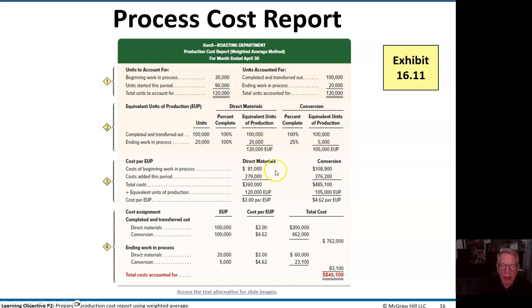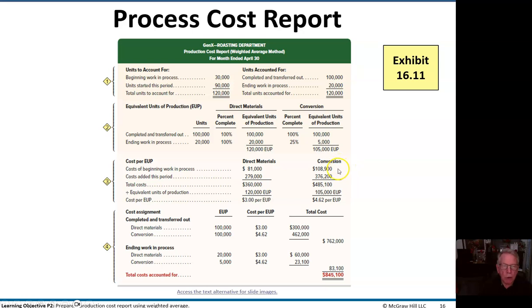Okay, now once we have that, then we can put some dollars to it and calculate our cost per equivalent unit of production. And so we're given $81,000 of cost in beginning work in process. We added $279,000 in this period for direct materials. And so our total direct material costs were $360,000. We divided that by 120,000 equivalent units of production, and that came out at $3 cost per equivalent unit of production.